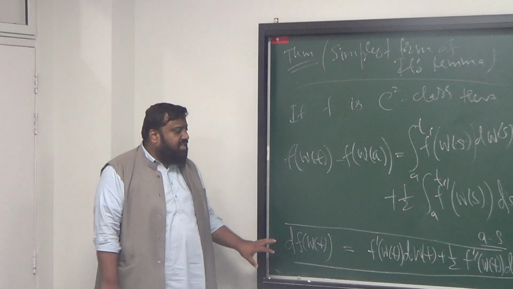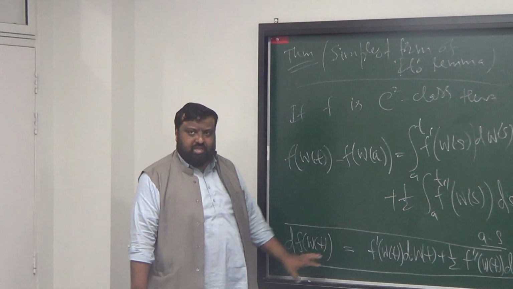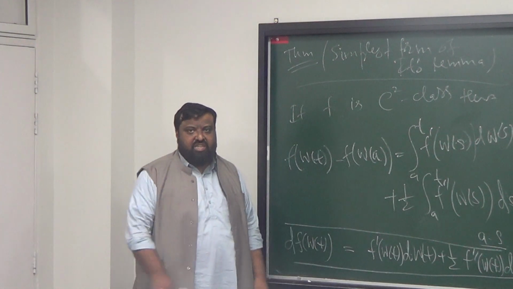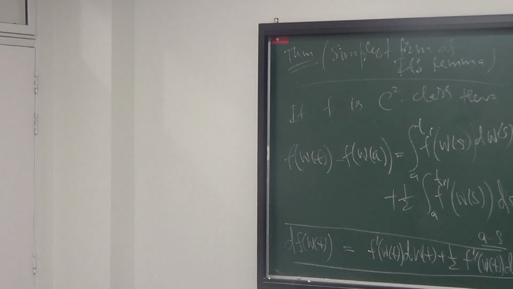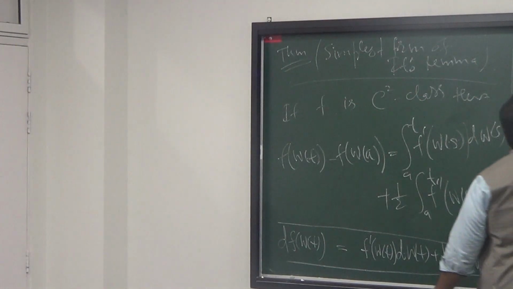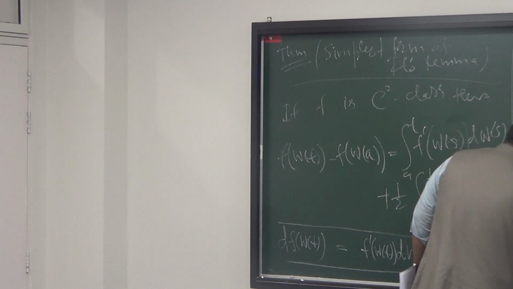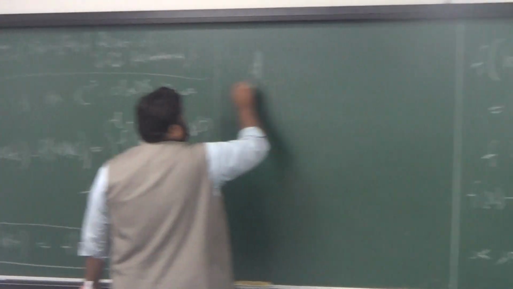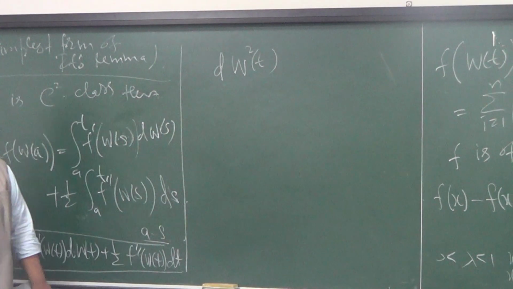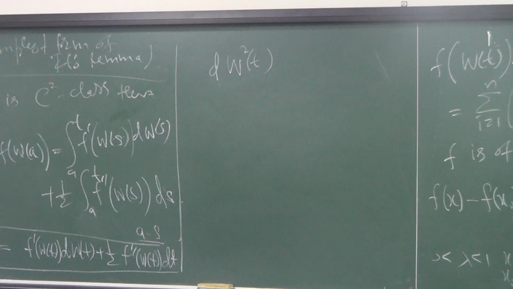As I said, this is a cryptic way of writing this identity. It's a shortcut. Whenever I write this, I mean this. Now, what are the advantages of the formula? Think about it. There are lots and lots of advantages. If I want to compute, for example, the differential of the square of the Brownian motion, what would it be?